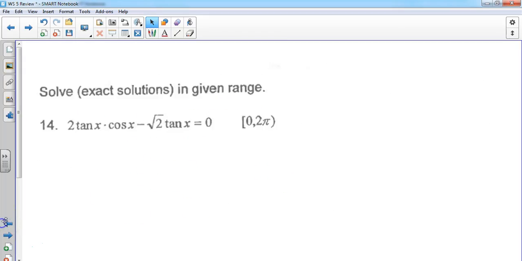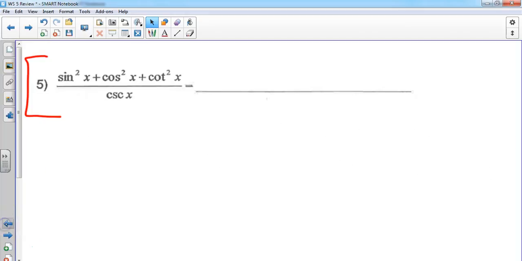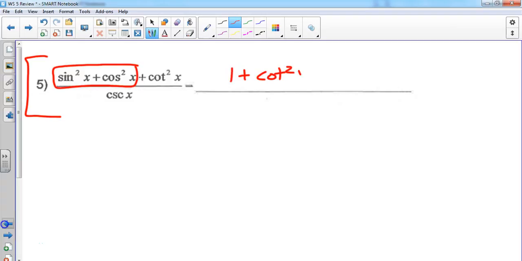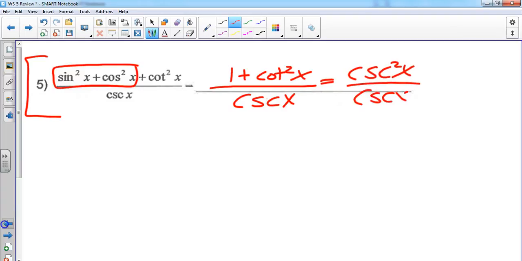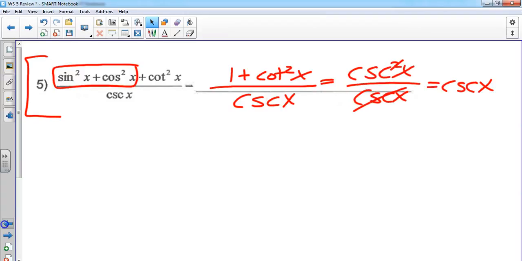All right, last question, guys. What is this? What is 1 plus cotangent? Anything? You could do it by trading it with sines and cosines. It'd just take you 4 times as long. Whenever you see a squared, look for the Pythagorean identities.